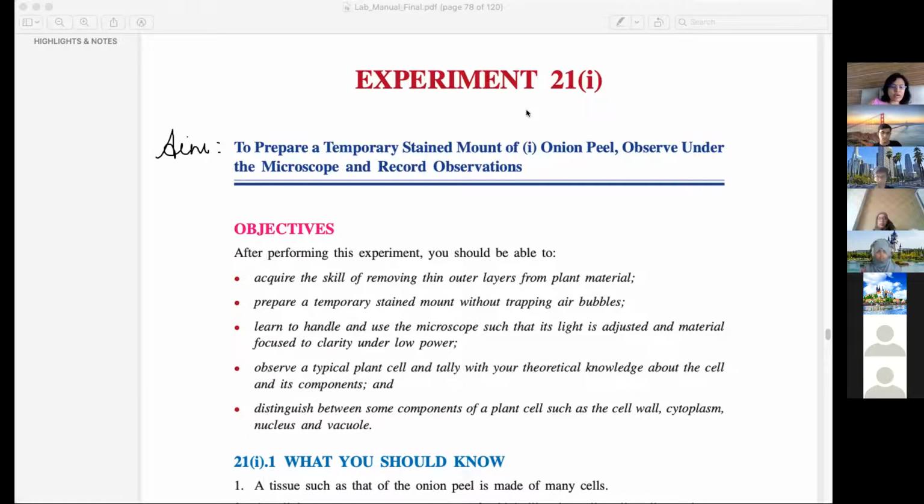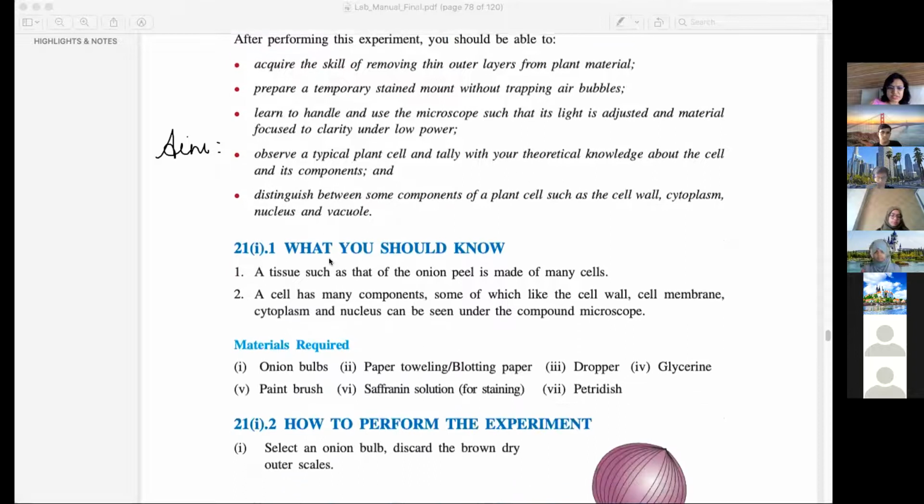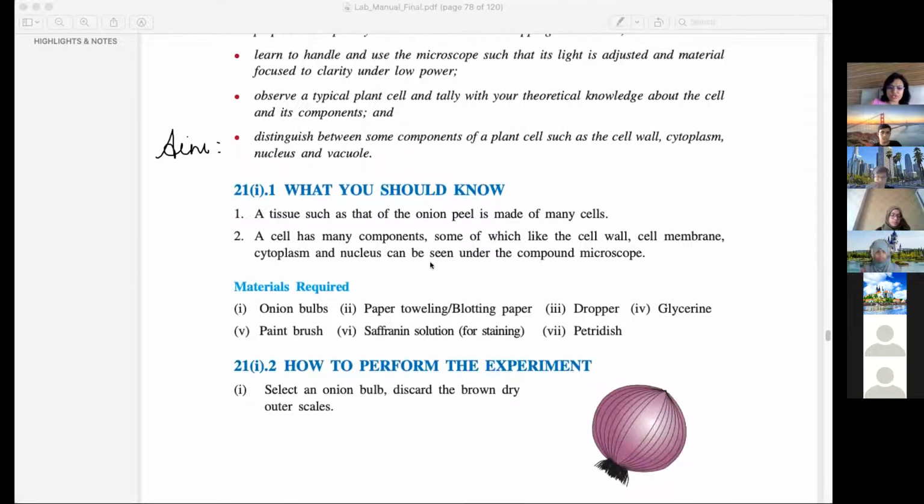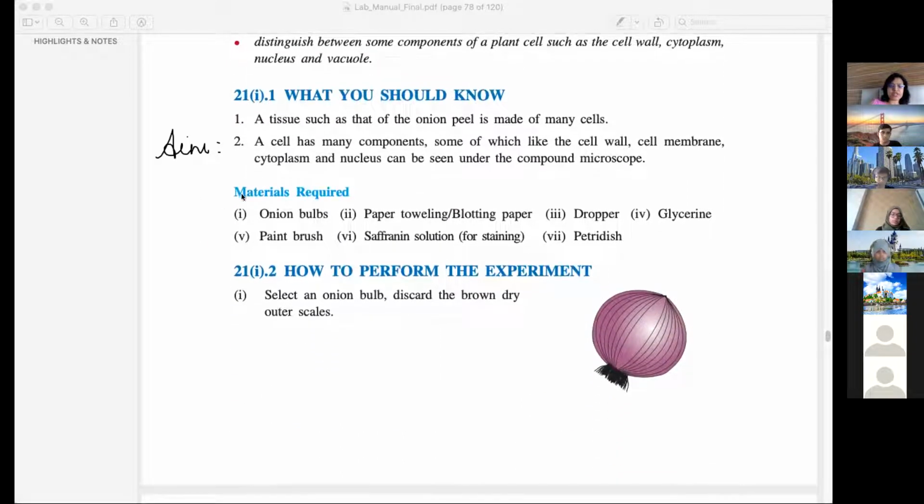Okay, so for bio, I'll just select this. What you should know, don't write this. Materials required is the next thing. In your notebook also see it is written in blue color, and the same way you have to write. Write the topic in black color and the rest in blue pen. So after aim, next is materials required.